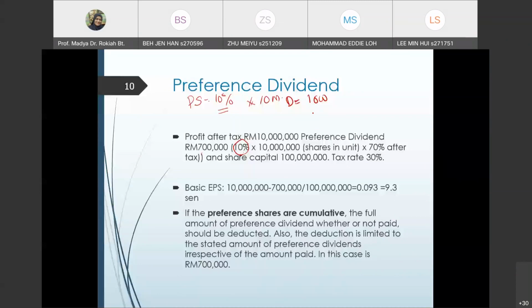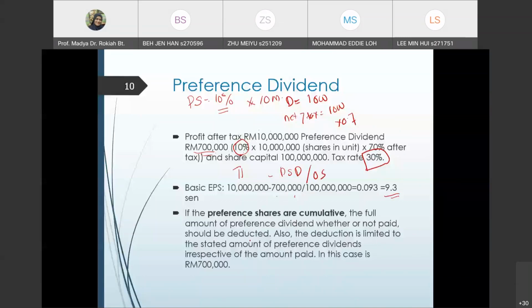And then the share capital here is 100 million. So this is the profit, and this is the preference share. To calculate basic earnings per share, the profit needs to minus the preference share dividends. The preference share dividend is 700, and then divide by the number of ordinary shares, 100 million. So you're going to have 0.093 or 9.3 cents. If the preference shares are cumulative, the full amount of preference dividend, whether or not paid, should be deducted. Be careful with this one.